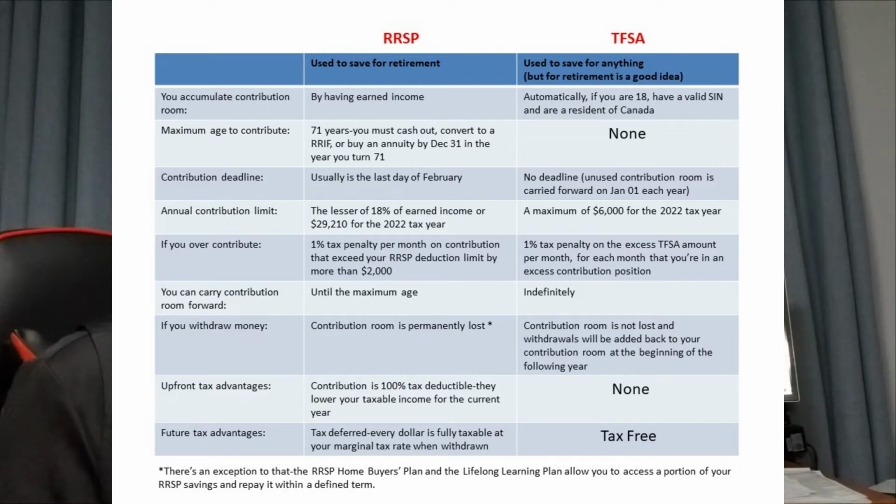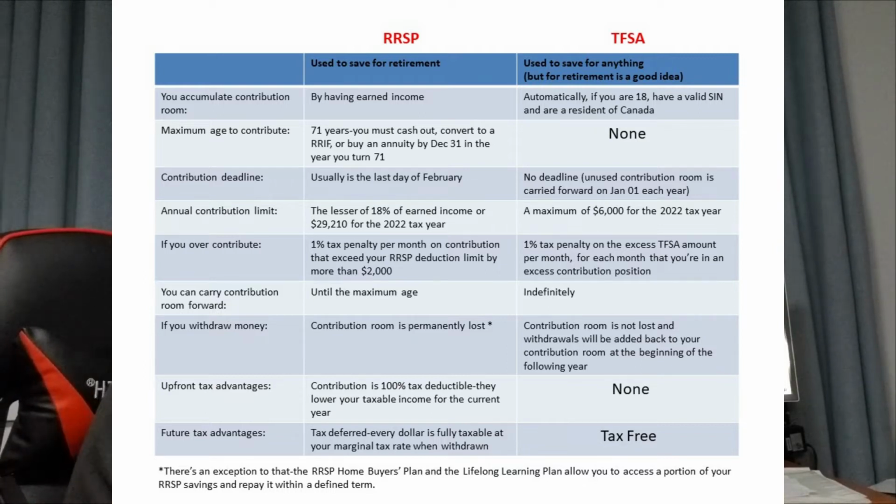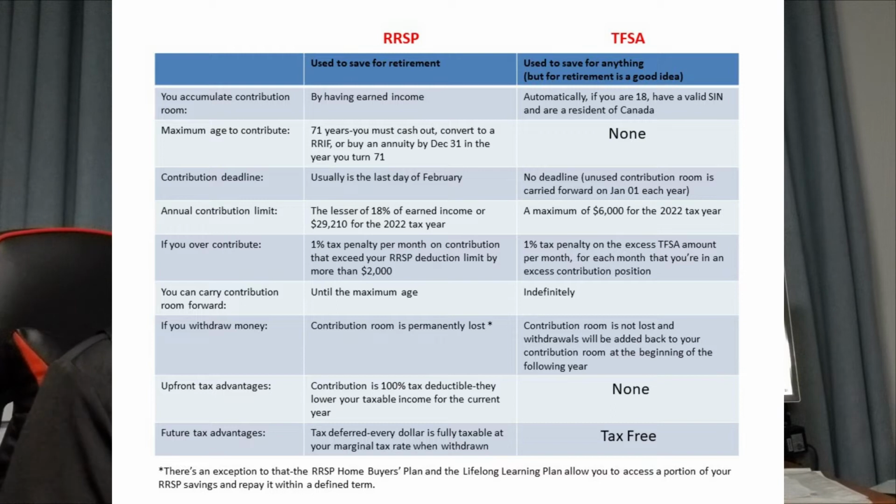On the other side, TFSA, Tax-Free Savings Account, is basically open to anybody. If you're 18 years old, if you have a social insurance number, and if you are a resident of Canada, you can contribute, right? Maximum age to contribute, none. That means you can contribute even if you're 99 years old, if you're still alive. Deadline, there's no deadline. Unused contribution room, if you do not contribute, the room will be carried forward to next year, right? Annual contribution limit, yes.